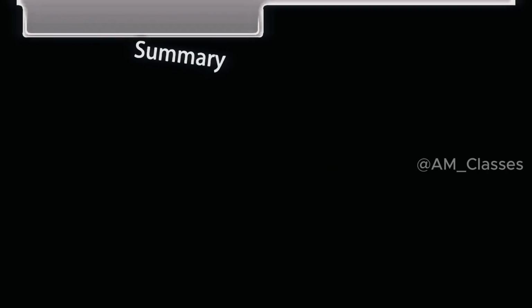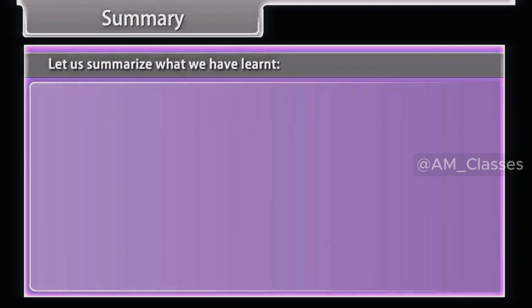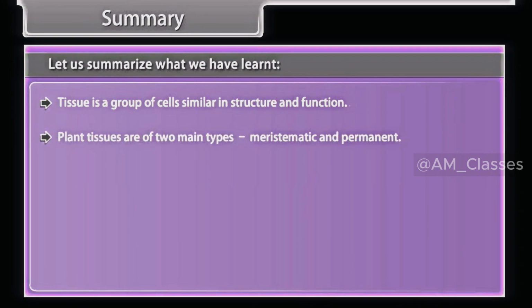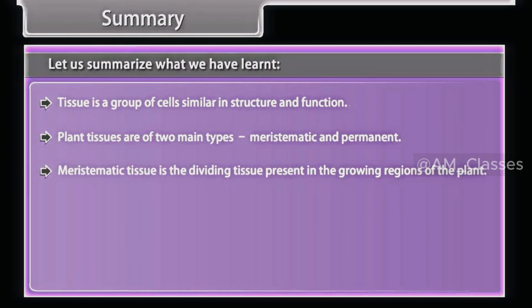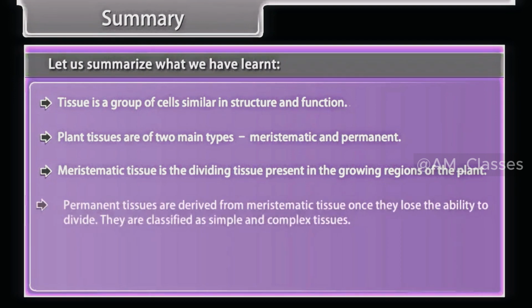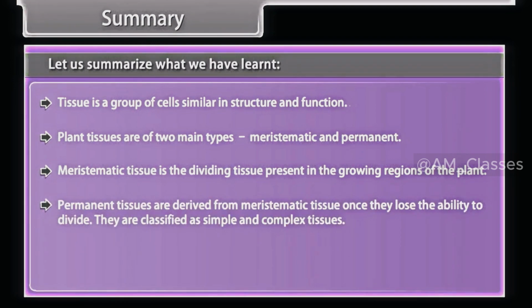Summary. Let us summarize what we have learned. Tissue is a group of cells similar in structure and function. Plant tissues are of 2 main types, meristematic and permanent. Meristematic tissue is the dividing tissue present in the growing regions of the plant. Permanent tissues are derived from meristematic tissue once they lose the ability to divide.